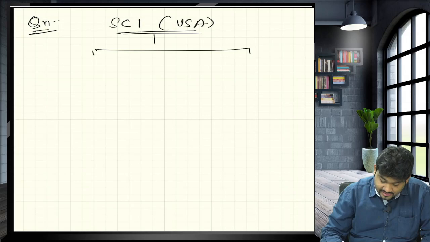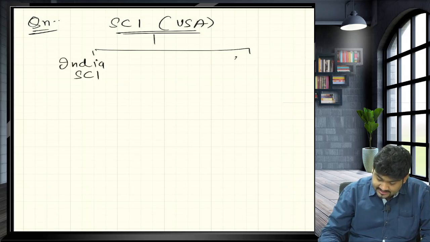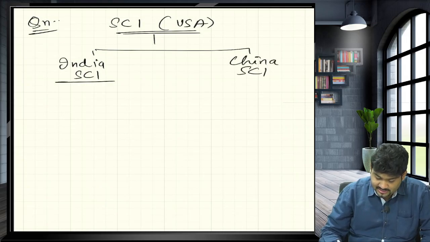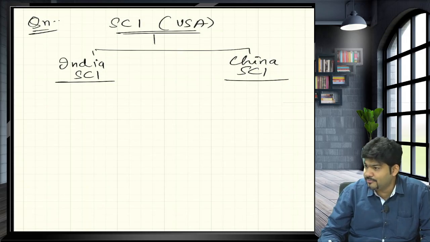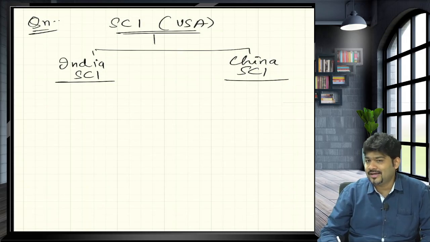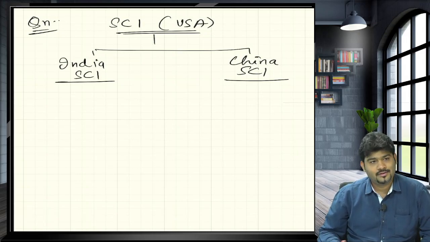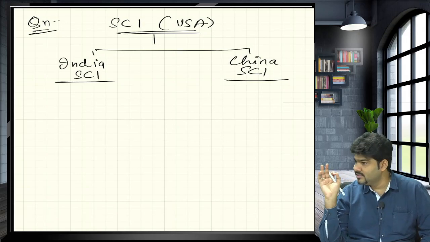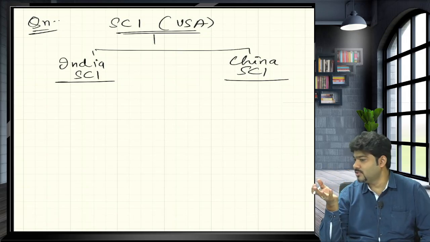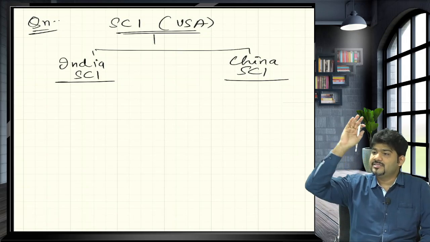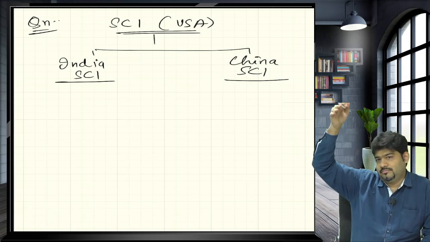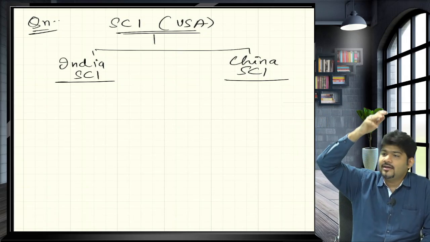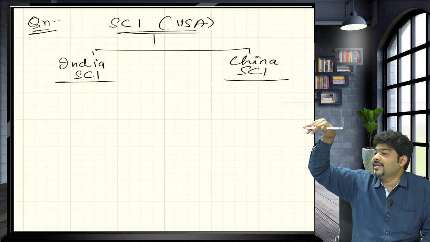subsidiaries of SCI USA. Can I say this is India SCI? Can I say this is China SCI? Yes or no, guys? Yes. So this is India SCI, this is China SCI, both are subsidiaries and both are internally connected. Are India SCI and China SCI associated enterprises? Yes. Are we understanding this? These are both associated enterprises, no? Because their parent company is USA SCI, and SCI USA has a stake in India, SCI USA has a stake in China.